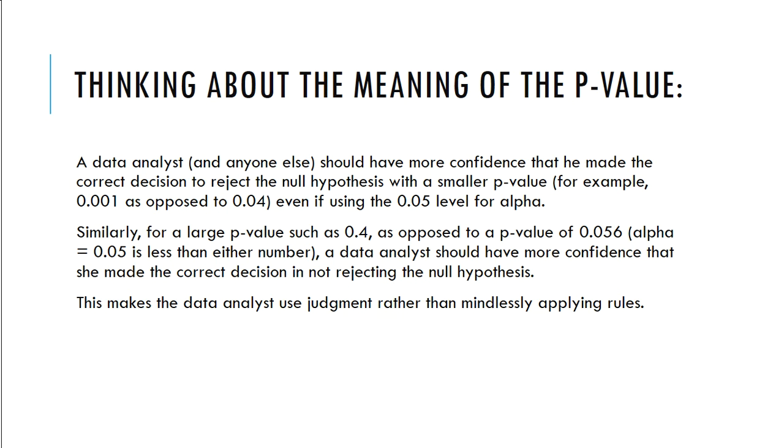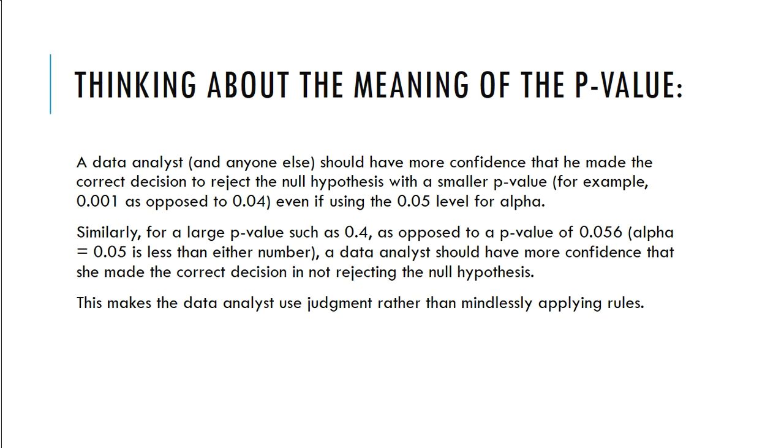All right, so let's think about the meaning of the p-value. A data analyst or anyone else should have more confidence that they made the correct decision to reject the null hypothesis with a small p-value, for example 0.001 as opposed to 0.04, even if using the 0.05 level for alpha. Similarly, for a large p-value such as 0.40, as opposed to a p-value of 0.056, where alpha equals 0.05 is less than either number, a data analyst should have more confidence that they made a correct decision in not rejecting the null hypothesis.